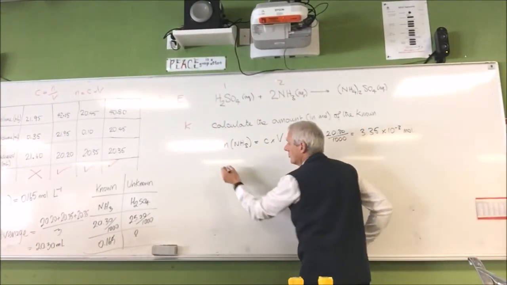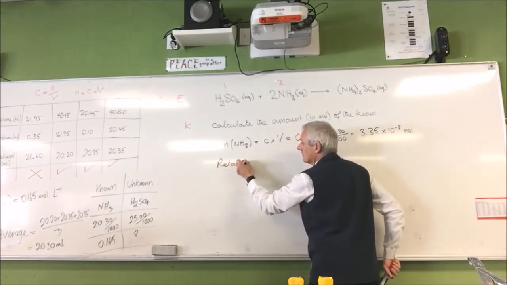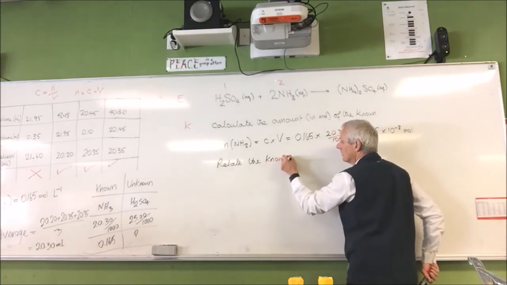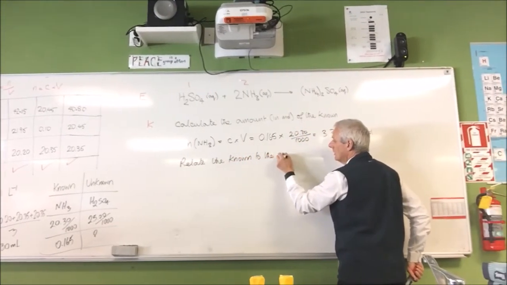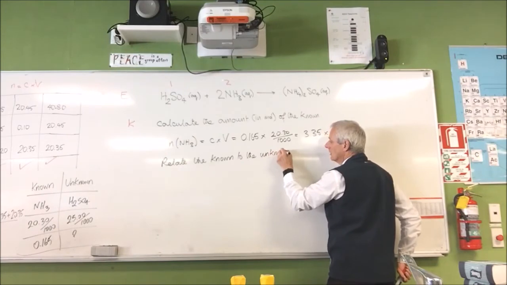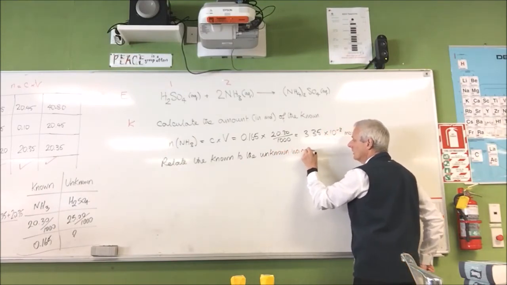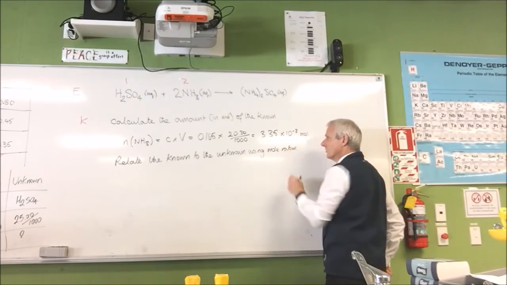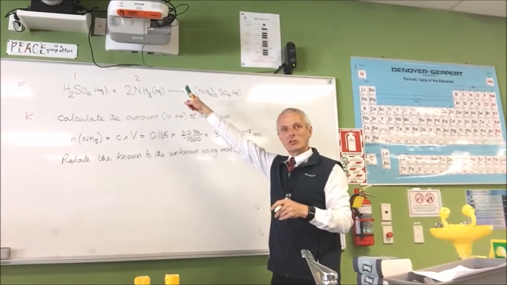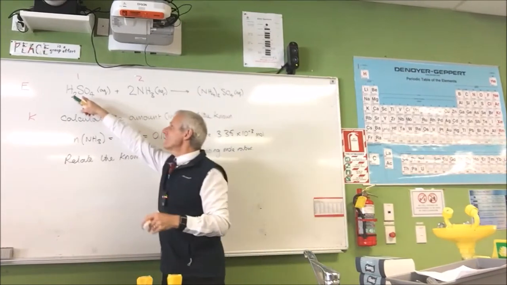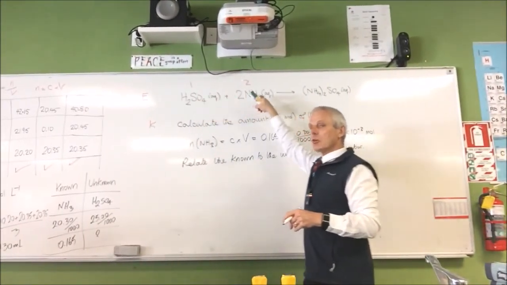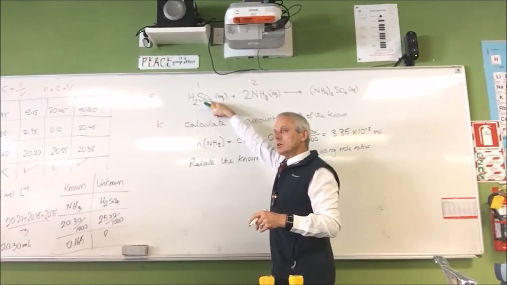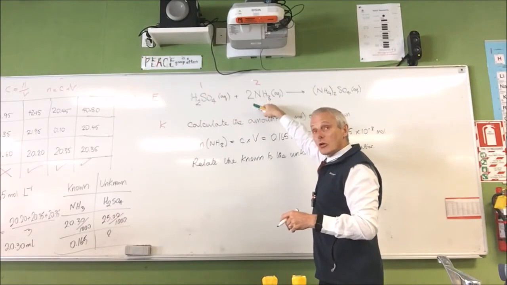The next thing is to relate the known to the unknown using mole ratios. And it's this point where we go back to this equation. This is telling us for every one of those, there's going to be two of those. So in other words, for every one of the unknown, you're going to need two of the known.